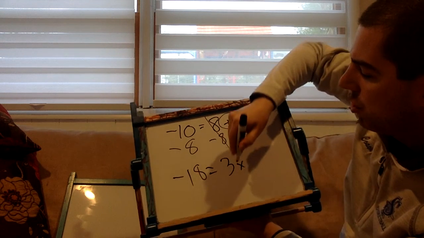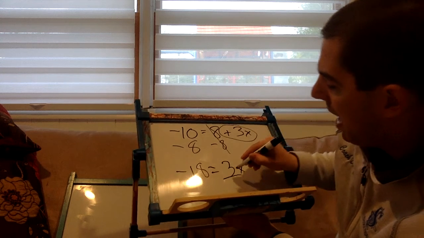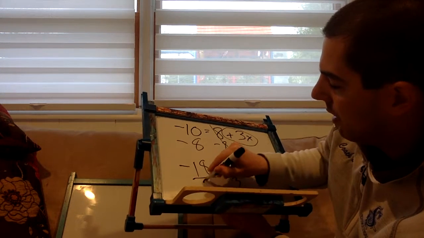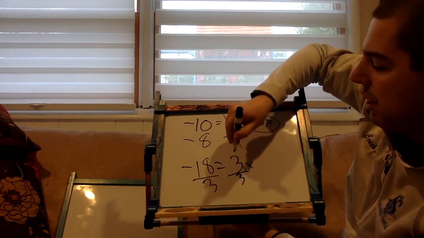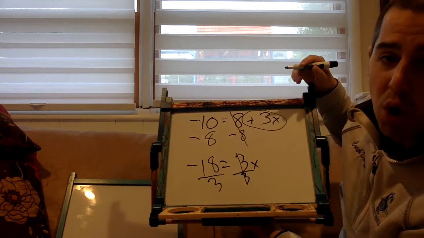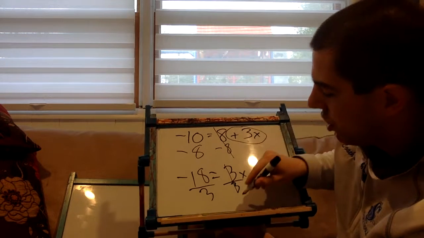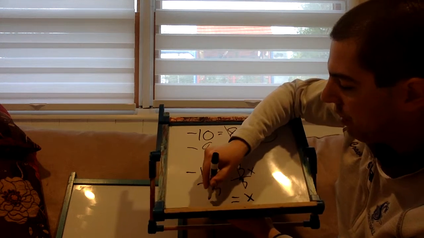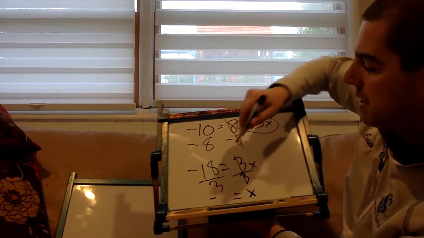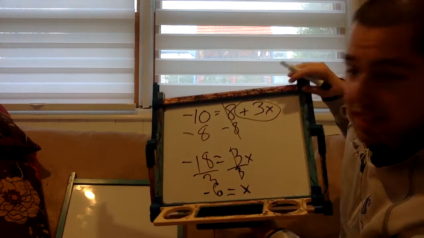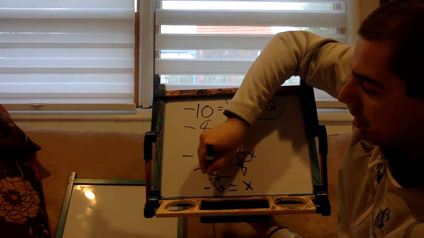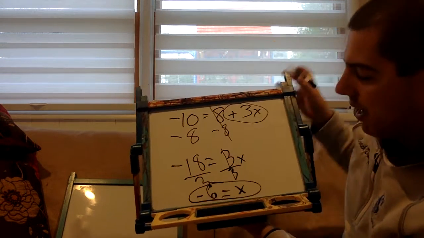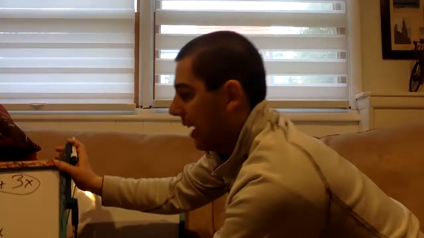I have to undo multiplication by dividing by 3. 3 divided by 3 is 1. 1x is just x. And negative 18 divided by 3, different signs means it's a negative, and 18 divided by 3 is negative 6. So the solution is negative 6 equals x.